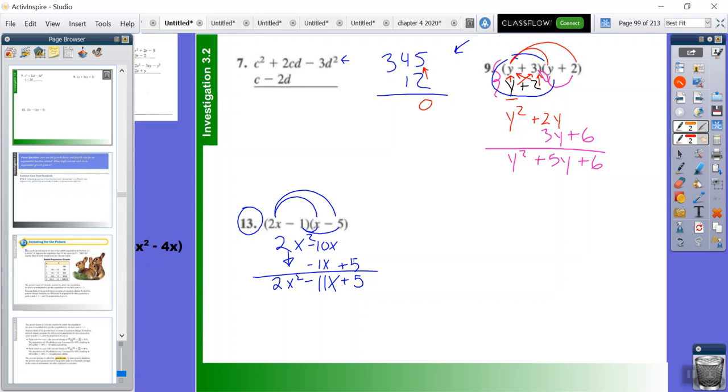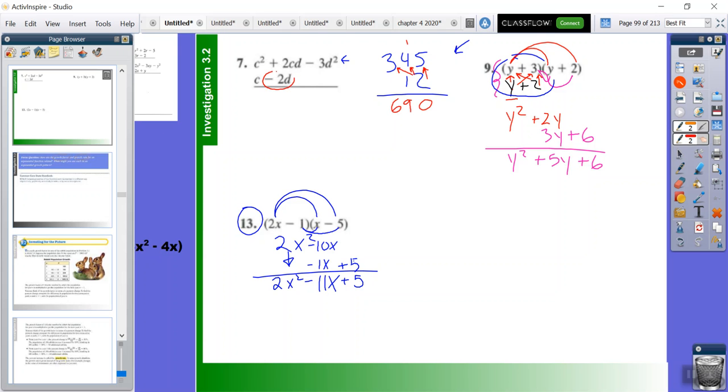Then what? And then you would carry the 1 up over the 4, and then 2 times 4 is 8, plus 1 is 9. Okay. And then you do 2 times 3, which is 6.